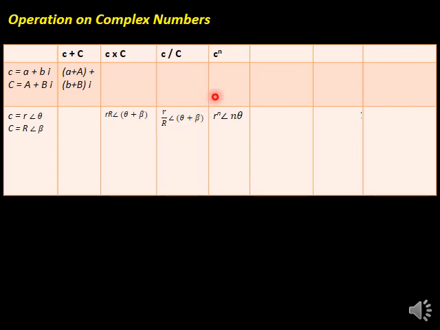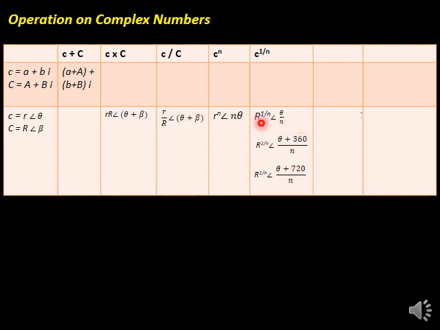And if you raise a complex number to some power n, it is convenient to write that number again in polar form. The final result will be r raised to n, and the angle is n times theta. Also, if you want to evaluate the root of a complex number, it is convenient to write it in polar form and evaluate its root using this formula.